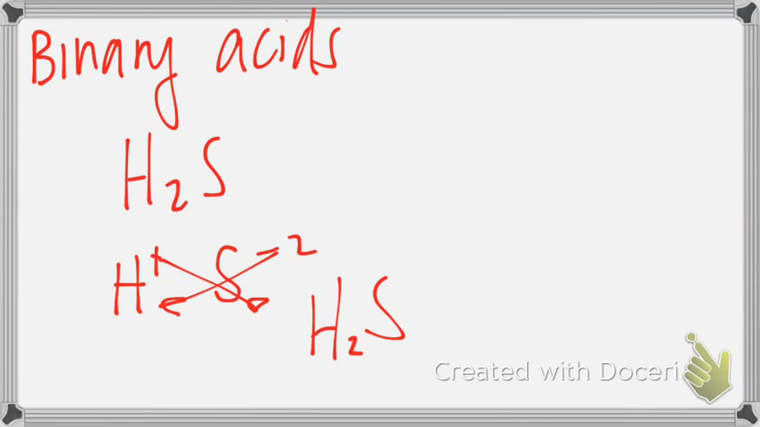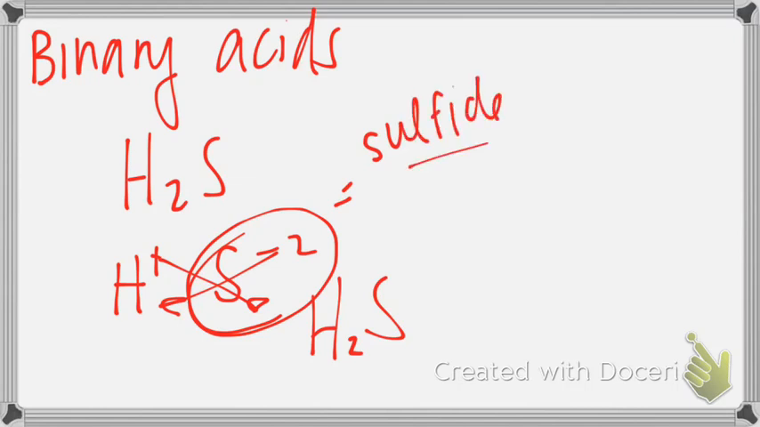Okay? So the way we give a written name to an acid depends on what anion it came from. So what anion did this come from? S minus 2, which is called sulfide. That's really important. You have to be able to tell what anion the acid started from. And if we take away H2, it would leave us with S minus 2, which is called sulfide.